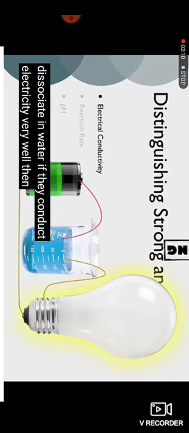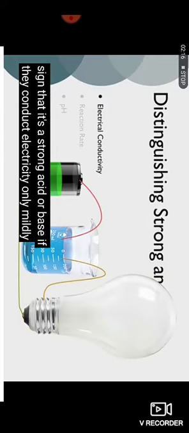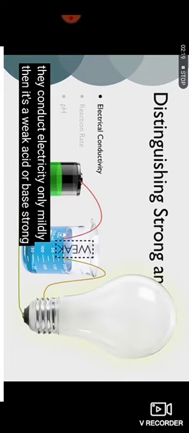There are 3 ways to distinguish strong and weak acids and bases: electrical conductivity, reaction rate, and pH. We've already learned in topic 4 that anything that dissociates into ions in water will conduct electricity. Well, acids and bases by definition do dissociate in water. If they conduct electricity very well, then that's a sign that it's a strong acid or base. If they conduct electricity only mildly, then it's a weak acid or base. Strong acids and strong bases not only dissociate more, i.e. push their equilibrium far to the right, they also react faster than a weak acid or a weak base.